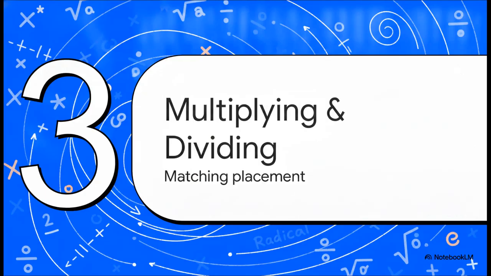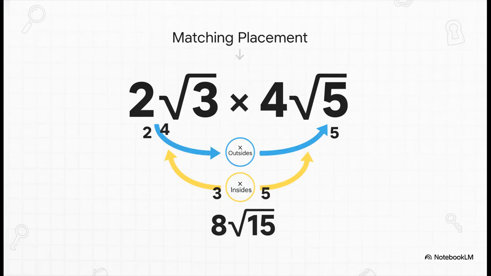Next up, section 3, multiplying and dividing radicals. Now for this one, it's all about matching placement. The secret code here, matching placement. When you're multiplying or dividing radical terms, you just multiply or divide the coefficients on the outside together, and you do the exact same for the radicands on the inside. Basically, outsides with outsides, insides with insides.